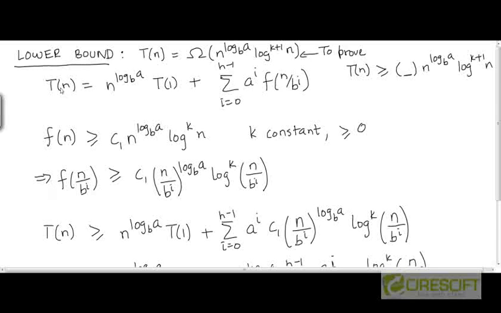Now, in the generalized version of case 2, we were given that f of n is in theta of n to the power log base b of a times log to the power k of n, where k is some constant greater than or equal to 0. This is what we are given, and this is what we need to prove.